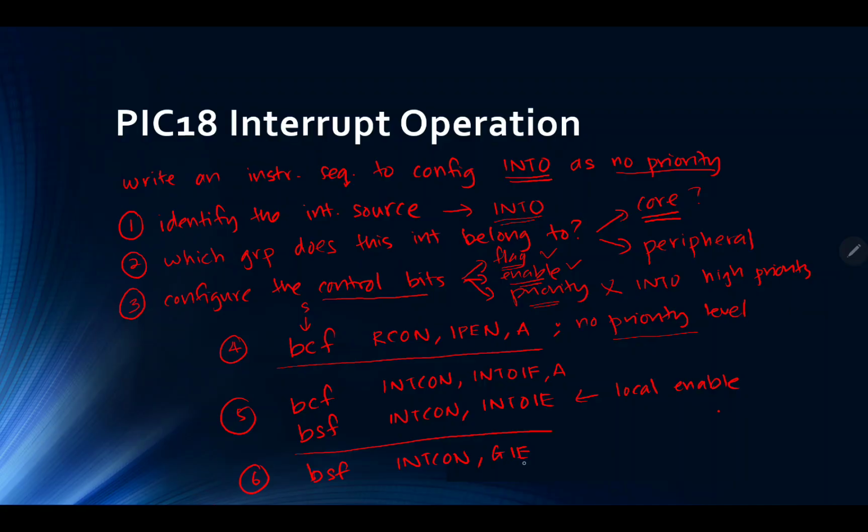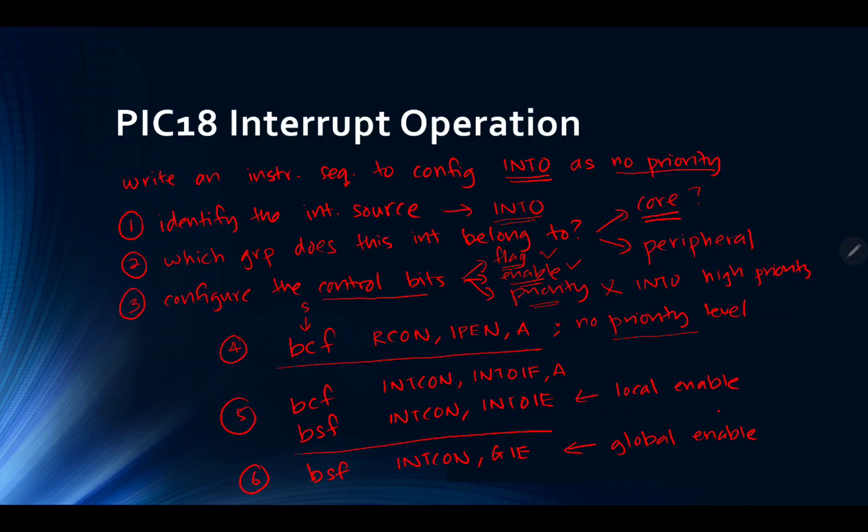GIEH means global interrupt enable for high priority. So this one is global enable. Once you do this, then only the interrupt will actually work. Bear with me. As of now, we have only seen how to do the interrupt configuration. We will see one more example. What I want you all to understand is how we do this configuration. Later you will have the bigger picture.